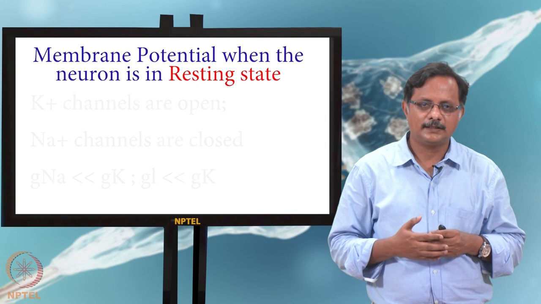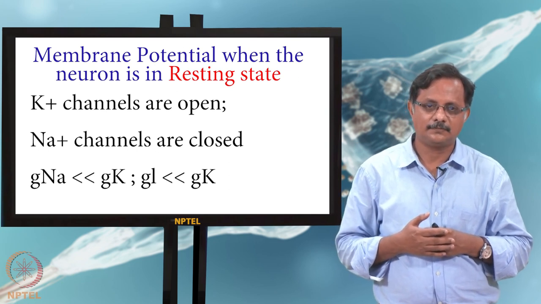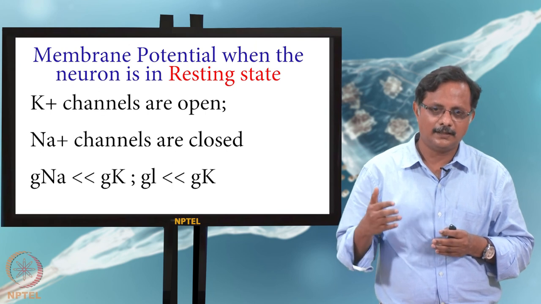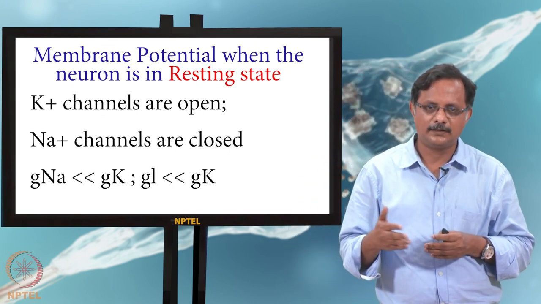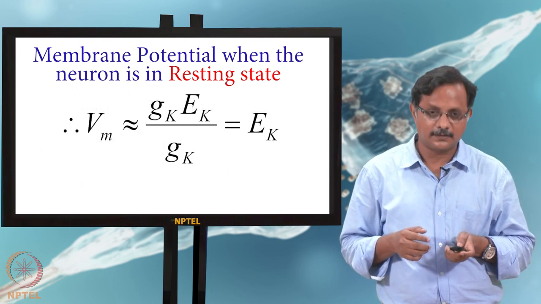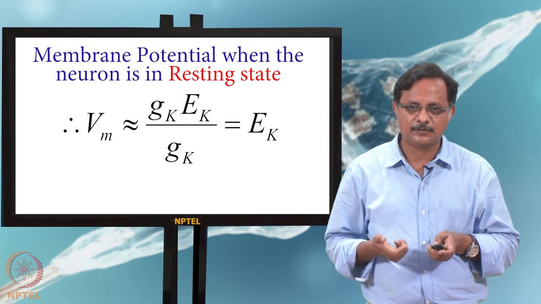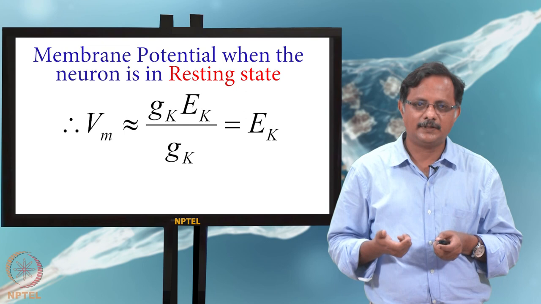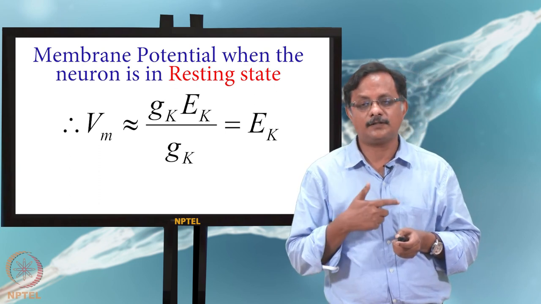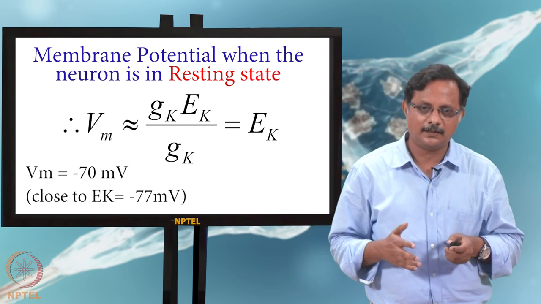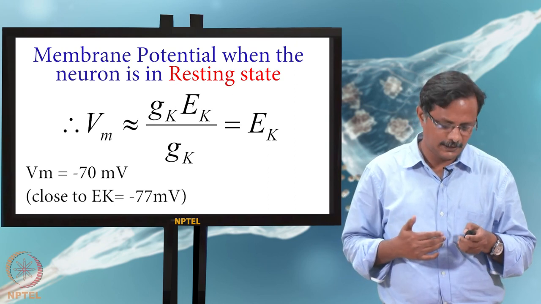Now under resting state, let us see what Vm value we get. It so happens that potassium channels are open and sodium channels are closed; that is how these channels work in resting state. What that means is sodium conductance is much lesser than potassium conductance, and typically leakage conductance is very low, so that is also taken to be much lesser than GK. So GK dominates the formula under resting state. In the numerator the GK EK term becomes dominant, and in the denominator the GK term becomes dominant. So with these approximations, Vm is approximately equal to GK EK by GK, which is equal to EK. EK we already calculated to be minus 77 millivolts. Actually Vm under resting conditions is about minus 70 millivolts, so it is close to the EK value of minus 77 millivolts.